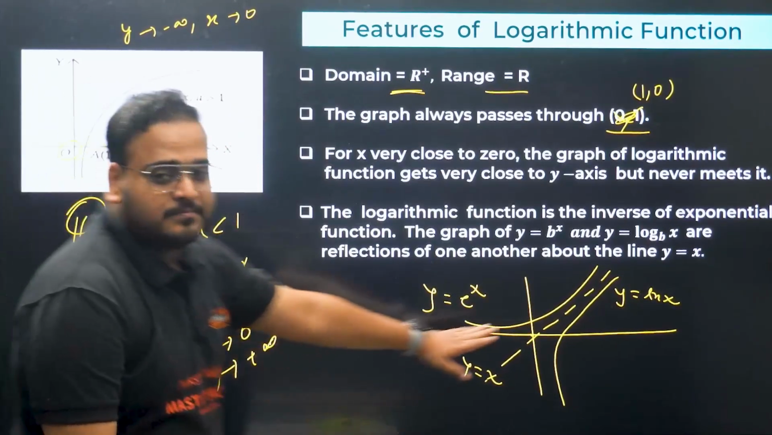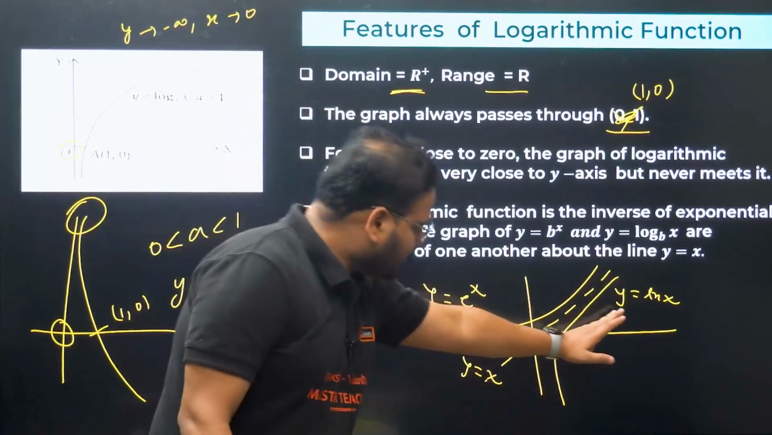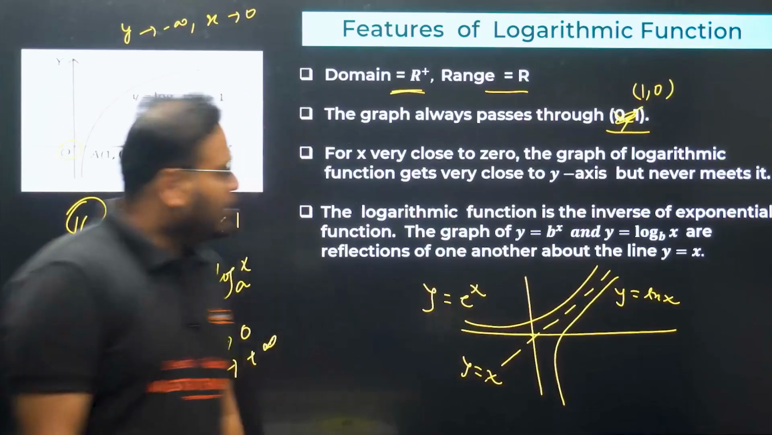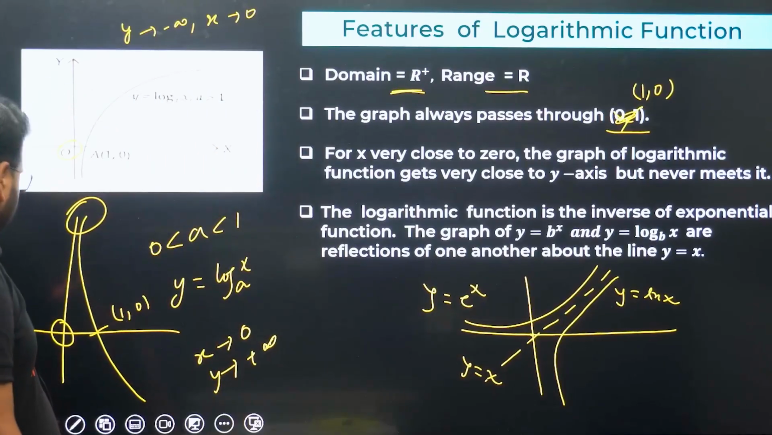This is not a track or road. This is y equal to ln x. This is y equal to e power x. Two different curves. Okay. All right. So let's move on.